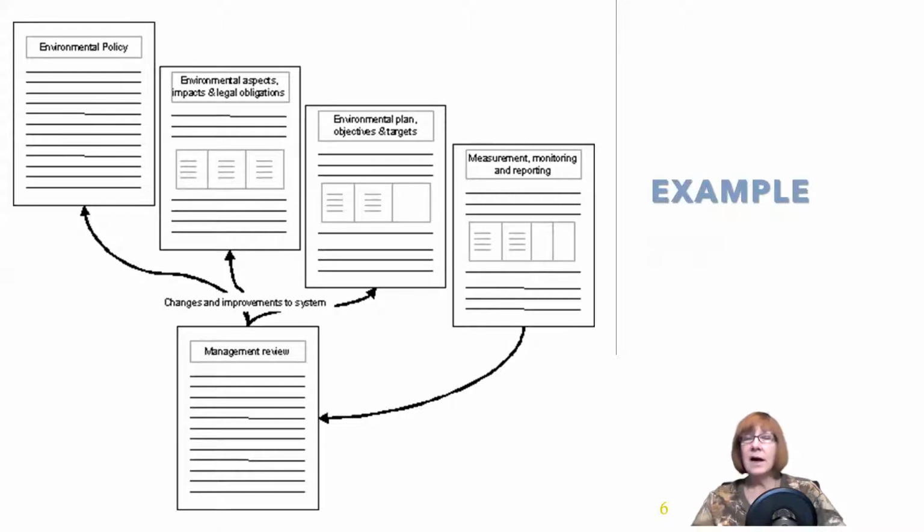Things like developing an environmental policy, looking at the impacts and legal obligations that the company has, developing a plan with objectives and goals, what kind of measurement, monitoring and reporting that the organization is going to do, and then what kind of management review, along with the way to implement the changes to each one of these based on the management review.